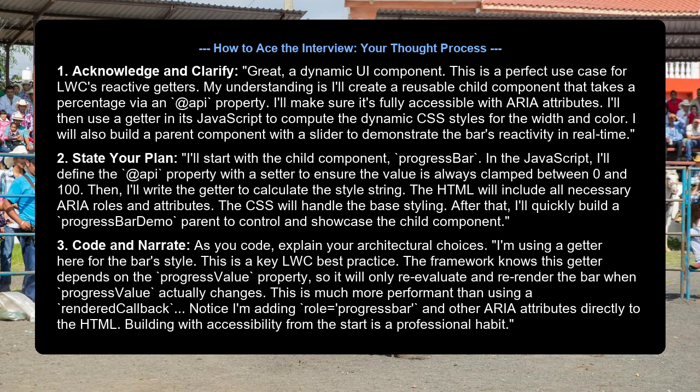3. Code and narrate. As you code, explain your architectural choices. I'm using a getter here for the bar's style. This is a key LWC best practice. The framework knows this getter depends on the progressValue property, so it will only re-evaluate and re-render the bar when progressValue actually changes. This is much more performant than using a renderedCallback. Notice I'm adding role equals progressbar and other ARIA attributes directly to the HTML. Building with accessibility from the start is a professional habit.